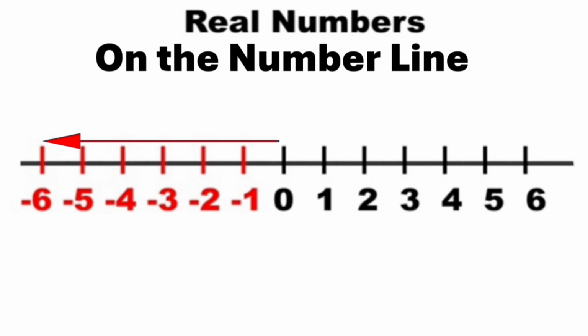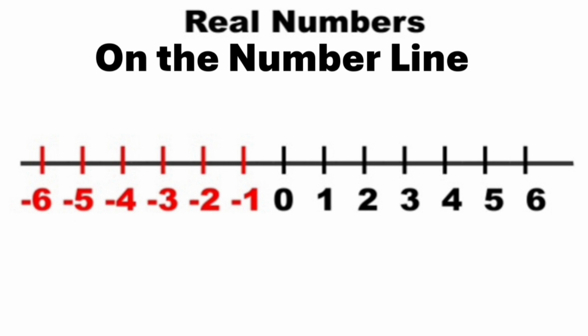And all of 0 and all of the positive numbers to the right and all of the negative numbers to the left are integers. Integers cannot have a point or a decimal or a fraction, or a number under a radical sign that cannot be simplified into a whole number.